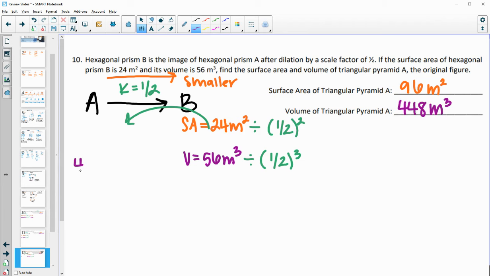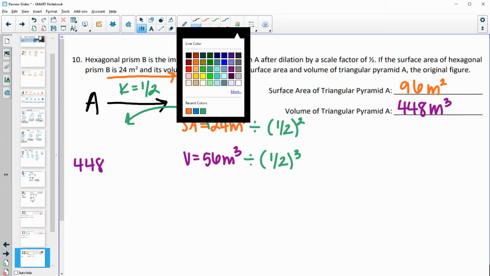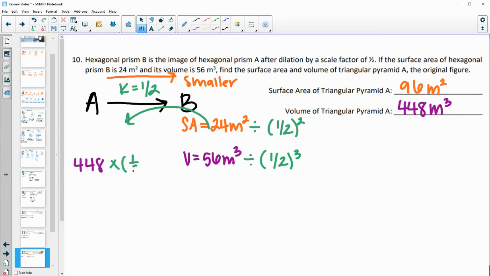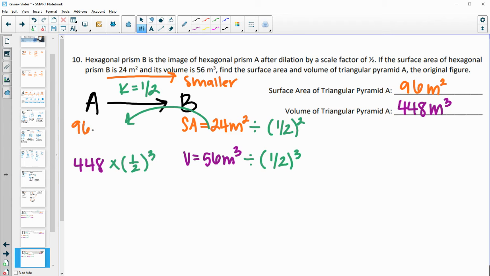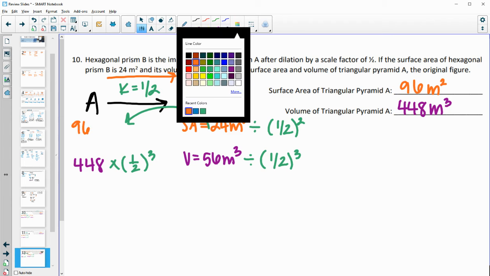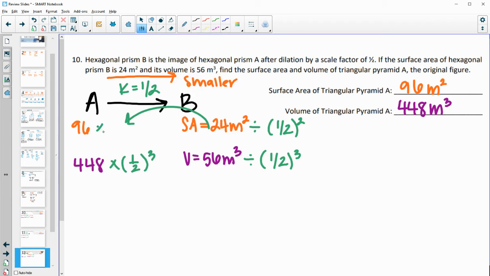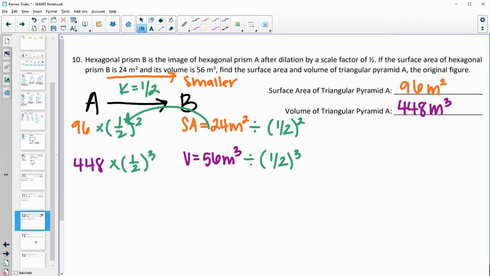And again, you can try this. So then you can take this and multiply it by, now multiply this by 1/2 cubed and see if you get the 56, or take the 96 answer that you got and multiply it by the 1/2 squared to see if it gets you back to 24. But remember, when you go backwards, you have to undo it by dividing.